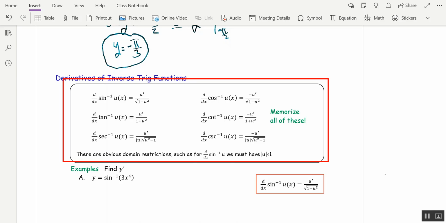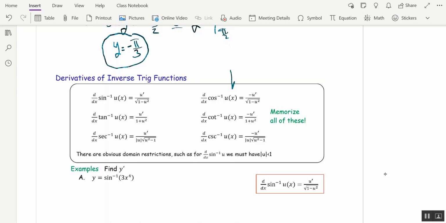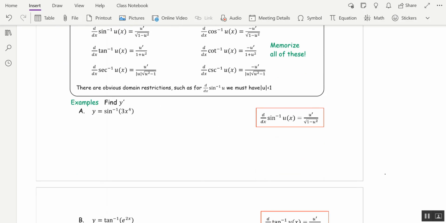I've got the proof of the first one on the last page. And notice that the second column just has a negative sign in all the numerators corresponding to the first column. So really, you just have to memorize the first column. All right, let's find a derivative. y equals sine inverse of 3x to the fourth.